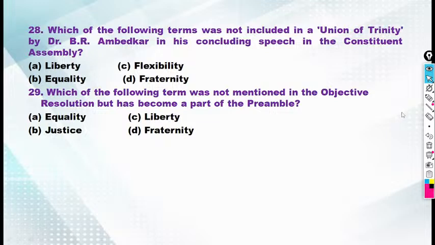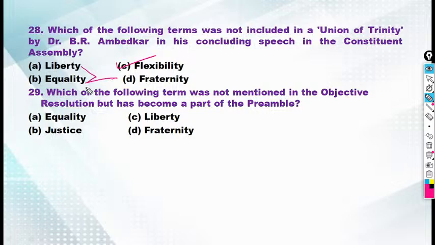Which of the following terms was not included in the Union of Trinity in its concluding speech to the Constituent Assembly? Flexibility. Liberty, equality, fraternity is called Trinity because without liberty, equality and fraternity are meaningless, and without fraternity, equality and liberty cannot exist. So they are interdependent and inseparable. They cannot exist without the other. That is called the Union of Trinity.